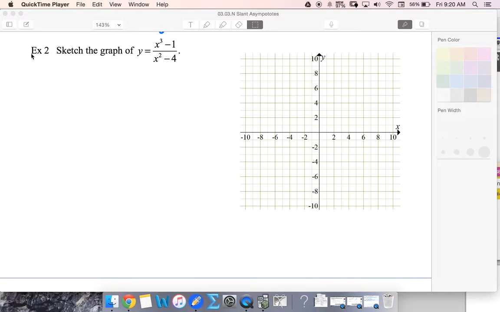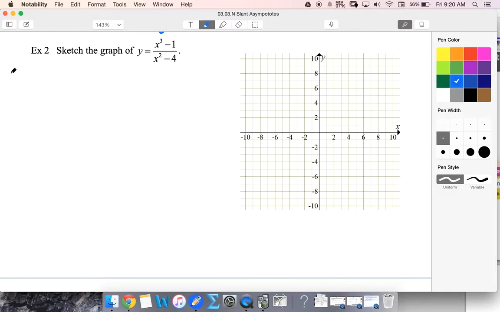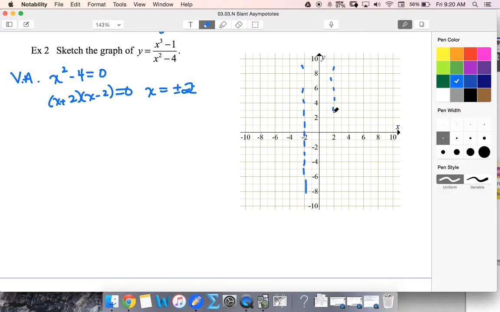So let's start by thinking about our vertical asymptotes. Those are always the easiest. So here we're going to have a vertical asymptote whenever x squared minus 4 is equal to 0. Well, that's the same as (x plus 2)(x minus 2), so x equals 2 or negative 2. Those are my x-intercepts, or sorry, my vertical asymptotes, not x-intercepts. Vertical asymptotes.